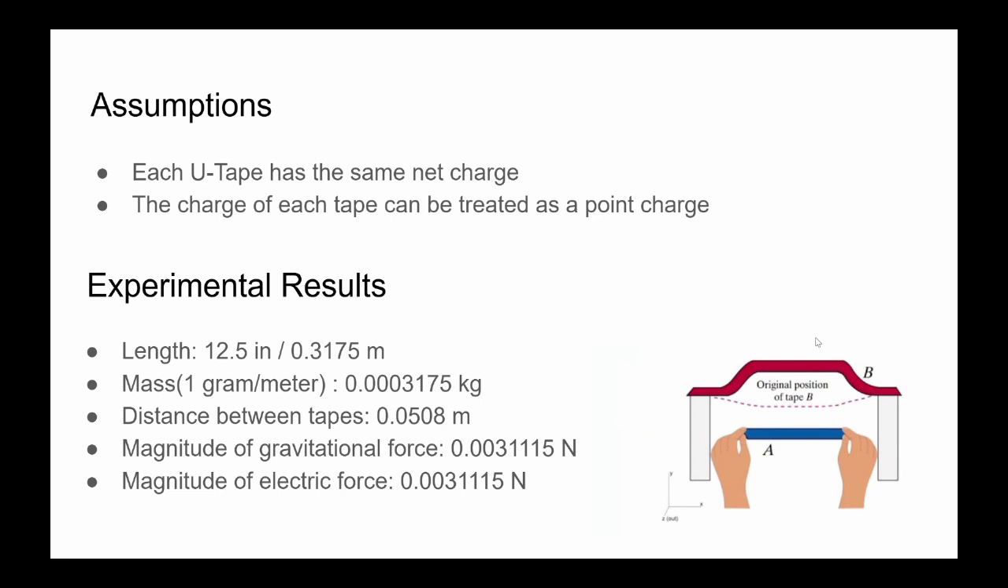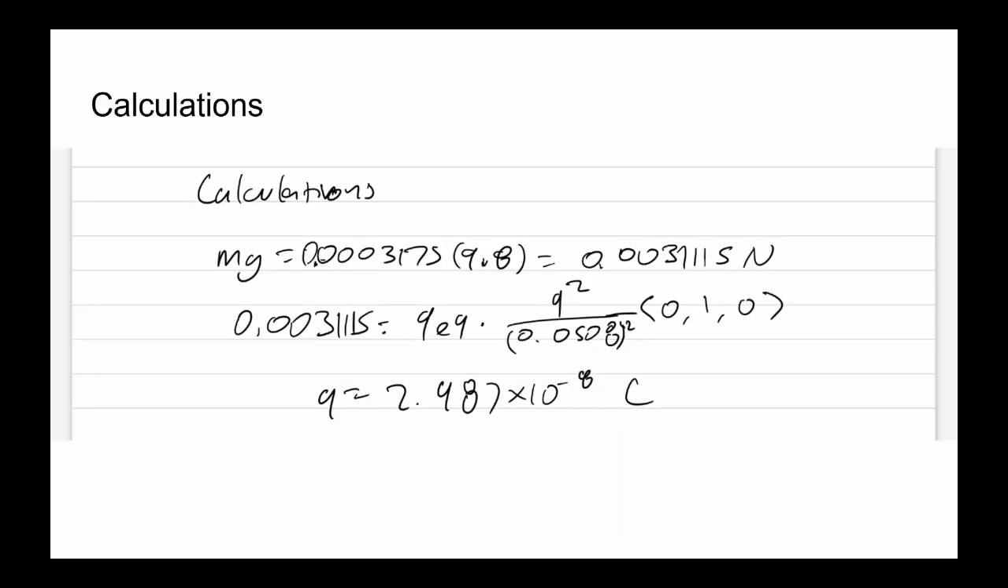Based on mass times the G constant, the magnitude of the gravitational force on tape B would be 0.00311115 newtons. And since the tape is floating, the magnitude of the electrical force of A on B would have to be the same, so 0.00311115 newtons. And here are the calculations I made to do this.